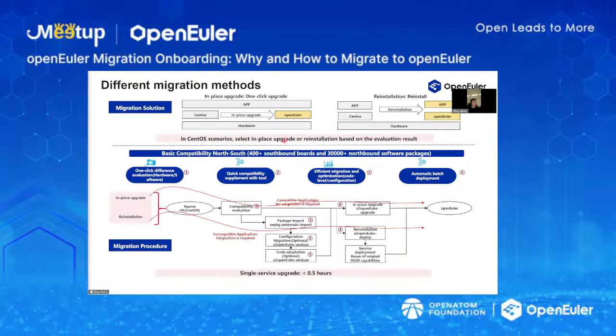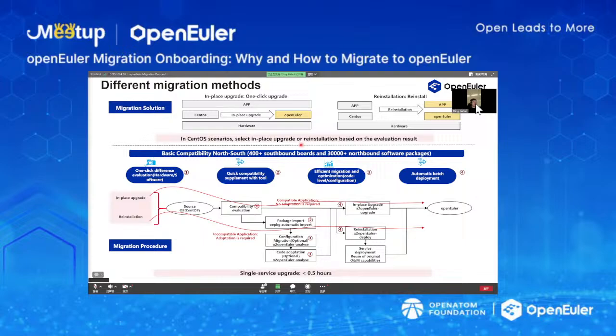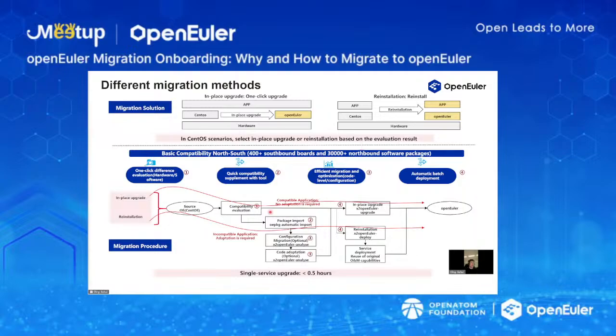In CentOS scenarios, the choice between in-place upgrade and reinstallation is based on the compatibility evaluation between source OS and target OS. If all of the applications are compatible and no adaptation is required, we can directly perform an in-place upgrade using X2 openEuler. And in case of incompatible applications, we can import software packages from OEPKG, which is an automatic package management platform. Then we can deploy openEuler to devices in batches, and configuration migration and code adaptation can be done with the help of X2 openEuler to solve the compatibility problem.